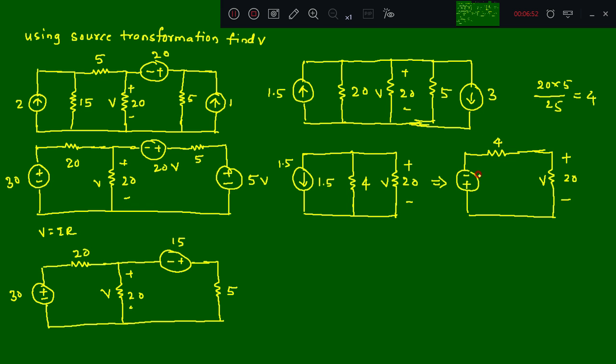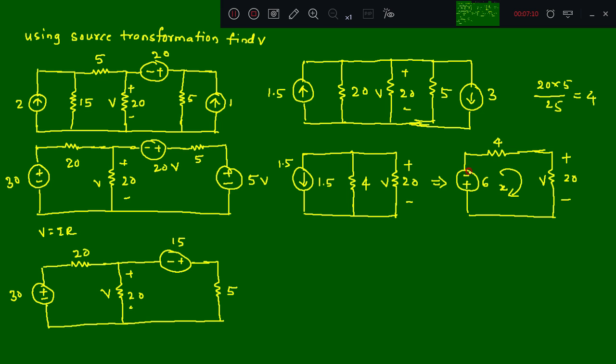So this is 4. So what is this V? V equal to I into R. What is I here? 1.5. R is how much? 4. So what is the result of this? So this will be 6. So now if I apply a KVL here, say X, a loop current X.